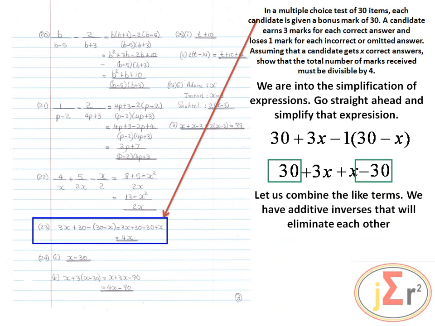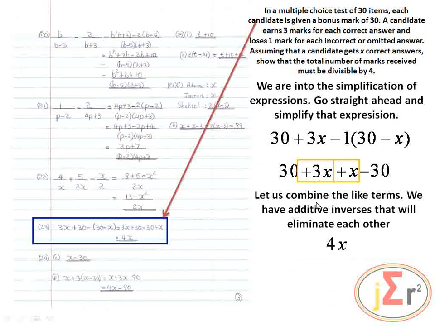0 added to anything is that same thing. Therefore, 0 is called what? The additive identity, because when we add 0 to a particular number, the result is that same number. So those will go as 3x plus x. The coefficient of this x is 1. 1 plus 3 is 4, and that's all there is to it.